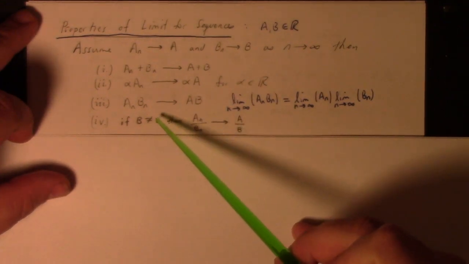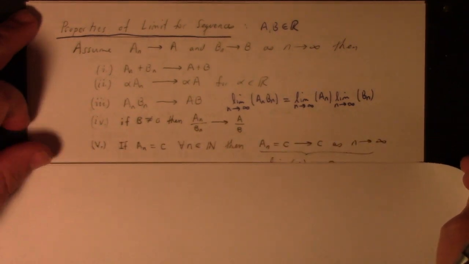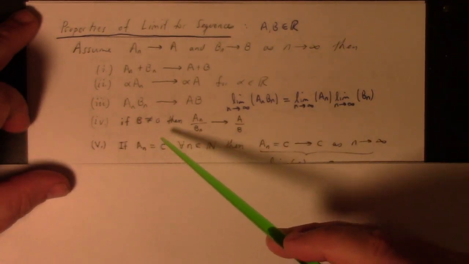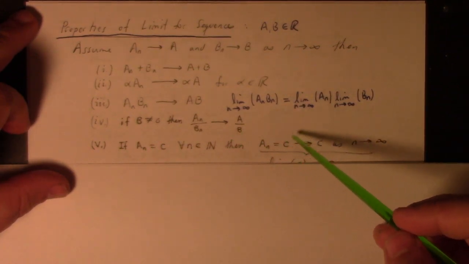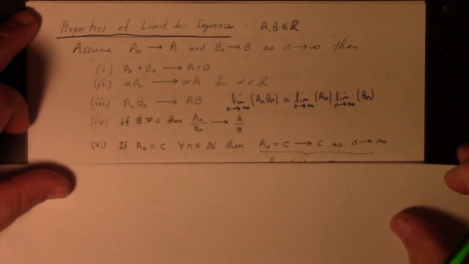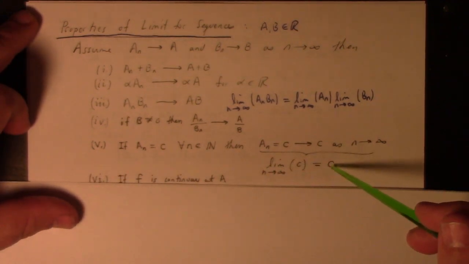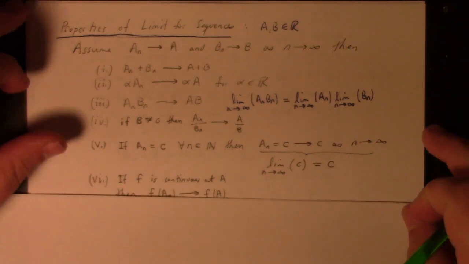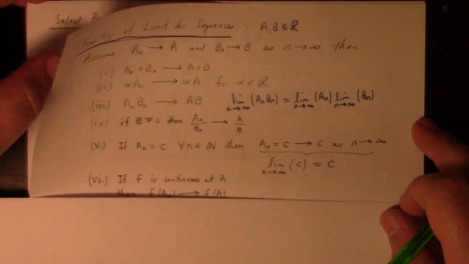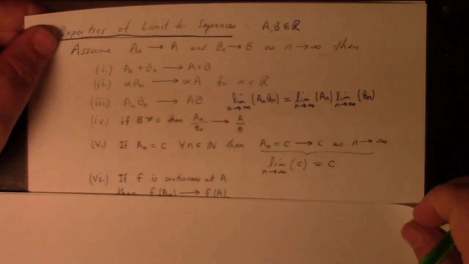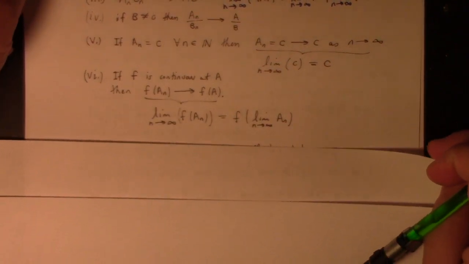If b is nonzero, then the quotient sequence converges in the natural way. If you have a constant sequence, I'll actually prove this one. If a_n is just a constant c for all n, then this constant sequence converges to that constant. In other words, the very unsurprising limit as n goes to infinity of c is equal to c. Property 6 is super nice for some examples. I'll put an example up here in just a second to illustrate what that is.